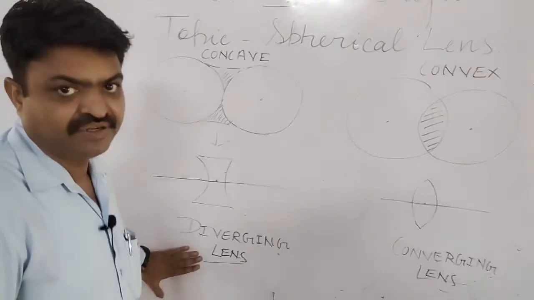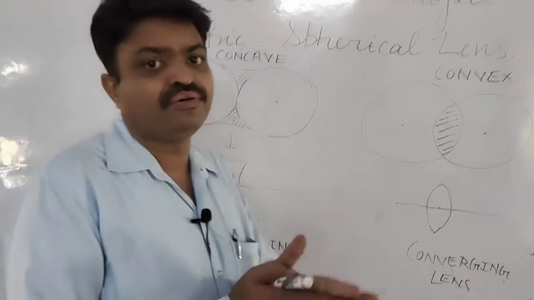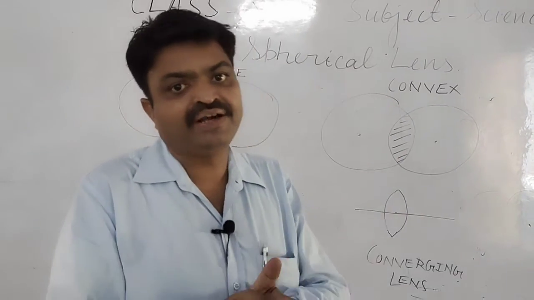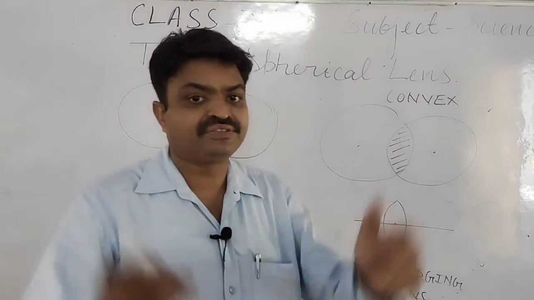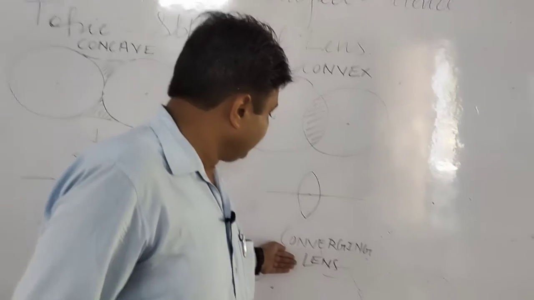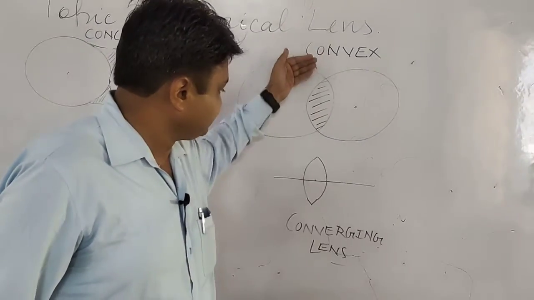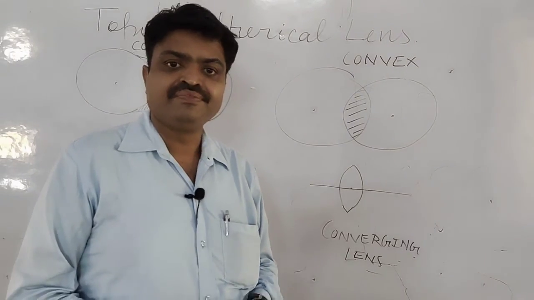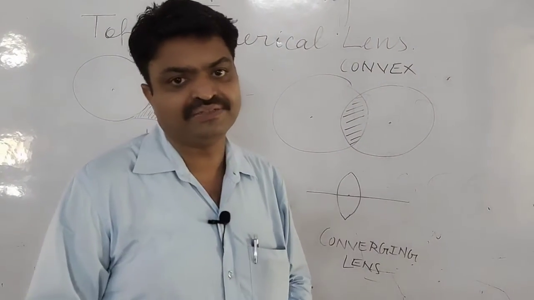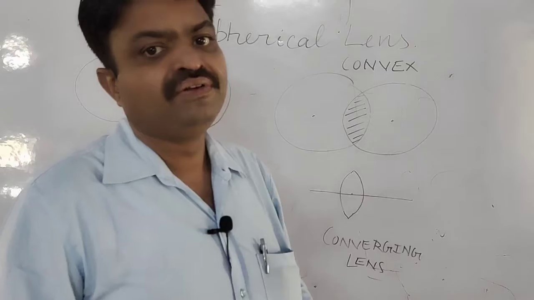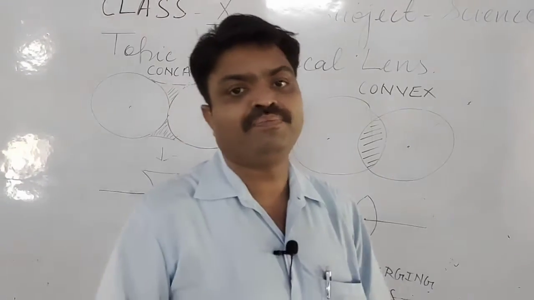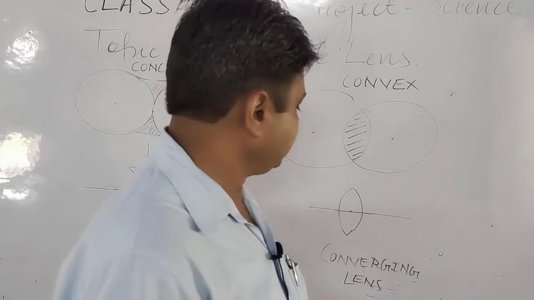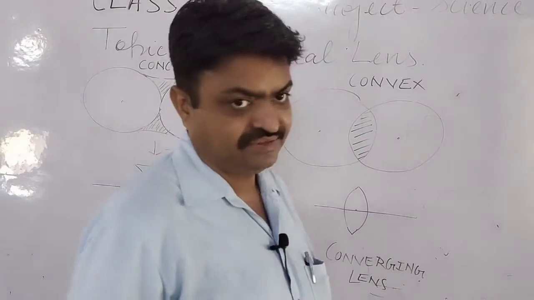Concave lens is also known as a diverging lens, because the light is refracted in such a way that it diverges. The convex lens is known as a converging lens because the refraction that takes place converges the light on a particular point. So this lens is known as a converging lens.